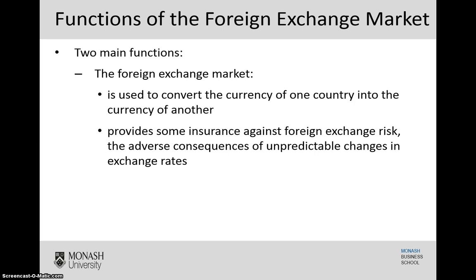The foreign exchange market firstly is able to convert the currency of one country into that of another, which is obviously vitally important when you're looking to conduct business transactions on an international scale, and it also provides some insurance against foreign exchange risk, the adverse consequences of unpredictable changes in exchange rates.